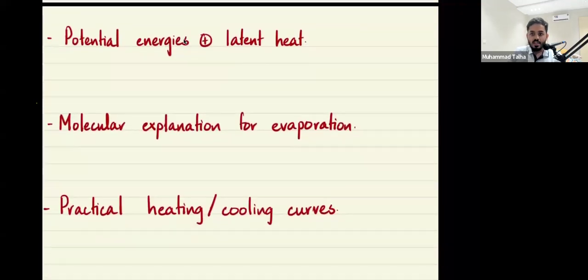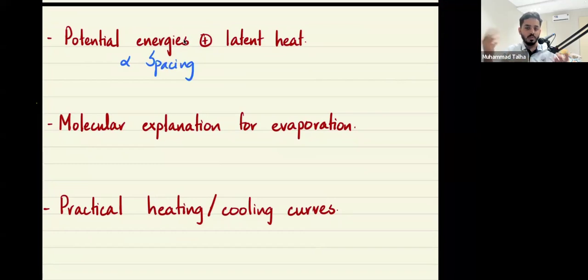The next idea is regarding potential energies and latent heat as a concept. So with potential energies associated with gases, you should know that potential energy is basically proportional to spacing. If the spacing between the particles goes up, this means that the potential energy also goes up. So for example, if I'm talking about the same temperature, then a liquid as compared to a solid at that temperature, the liquid would have more potential energy because it has more spacing.